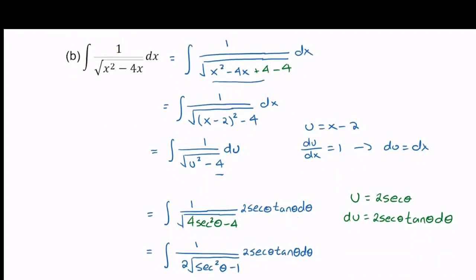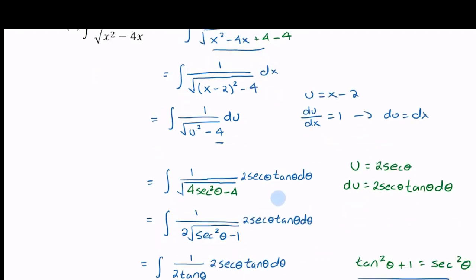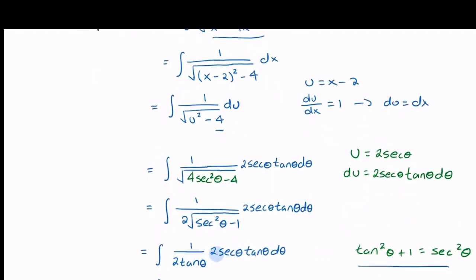And then using this identity, secant squared theta minus 1 is technically tan squared theta. The square root of tan squared theta is just tan theta. So now a few things cancel out. The 2 and the 2 cancel out, tan theta and tan theta cancel out, leaving us secant theta d theta.